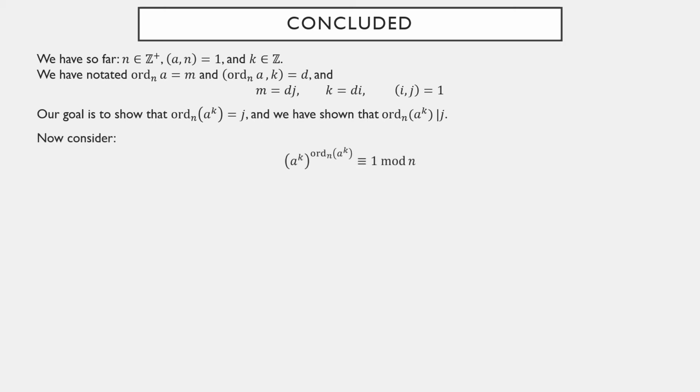So now consider that a to the k raised to its own order is definitely going to be equivalent to 1 mod n. It's just what the order is. A number to that power should be equivalent to 1 mod n.